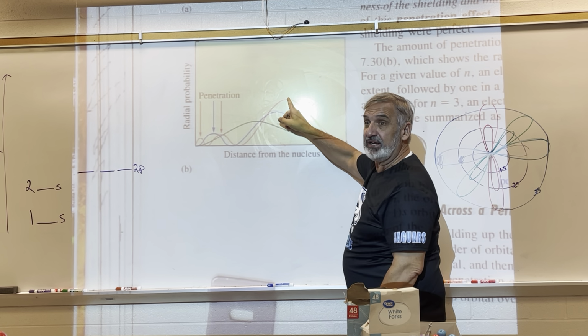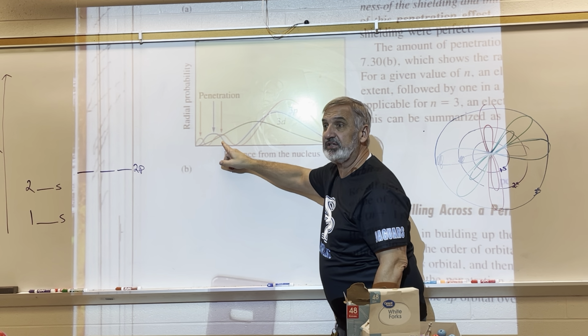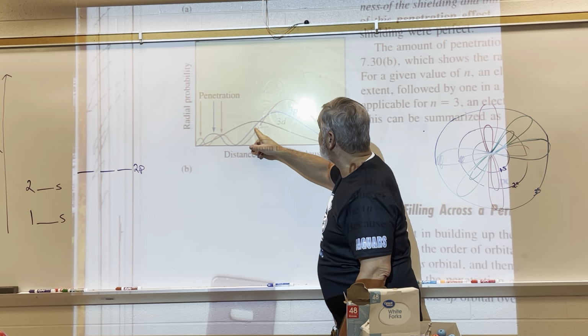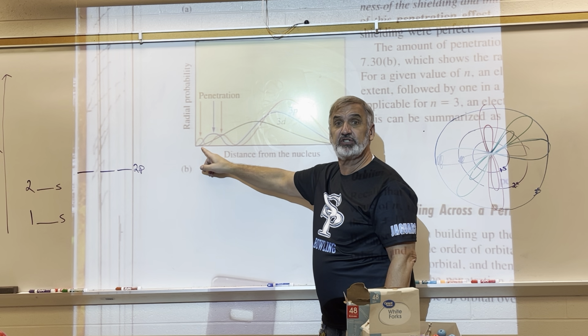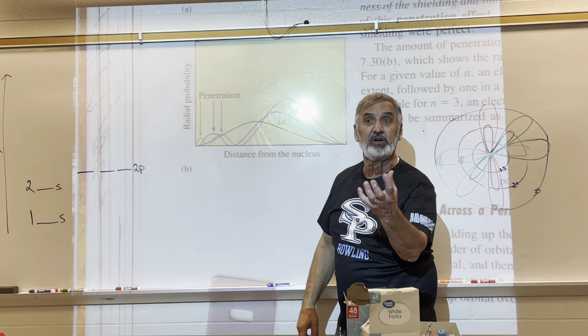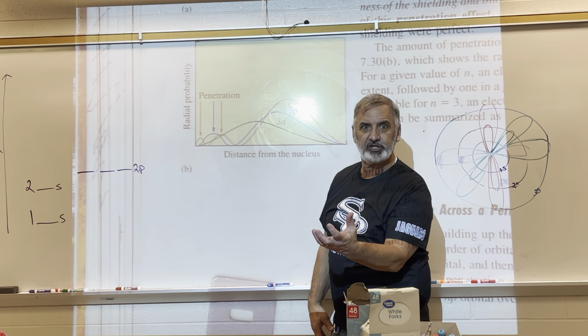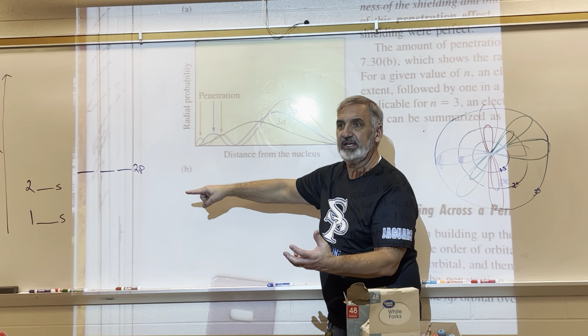3s doesn't stay out here all the time. There are two little humps right in here, which tell me that there's a small but significant amount of time that the s electron gets closer to the nucleus. Now, when it's closer to the nucleus, is it going to be more strongly held or less strongly held? More strongly held. Lower energy. Okay, our energy scale is measuring how tightly held it is.